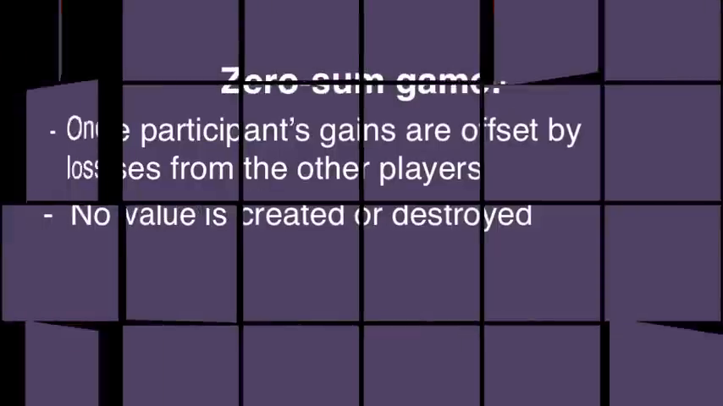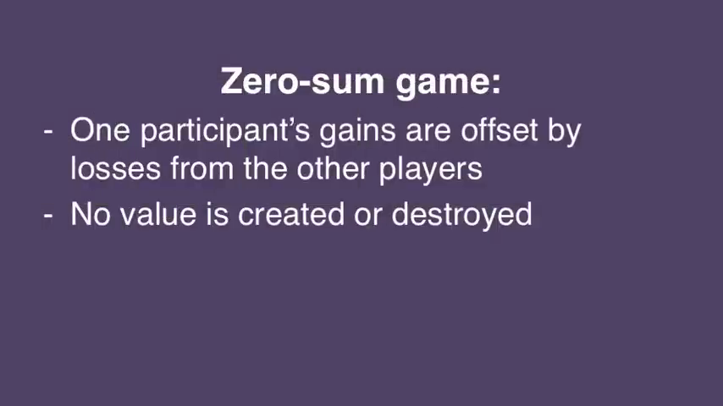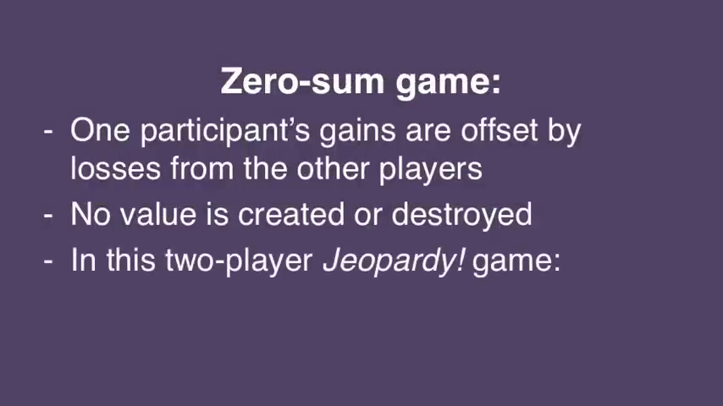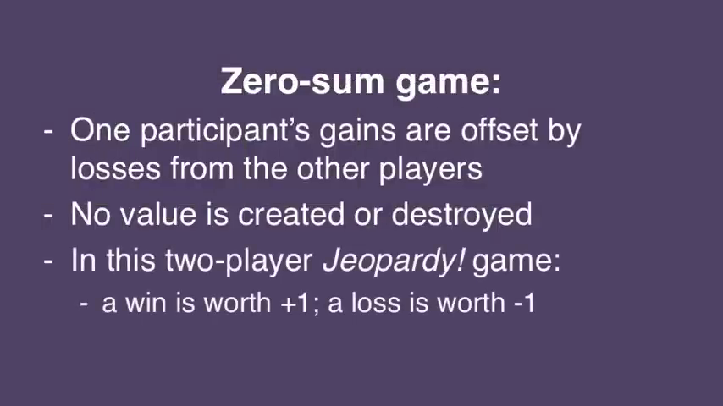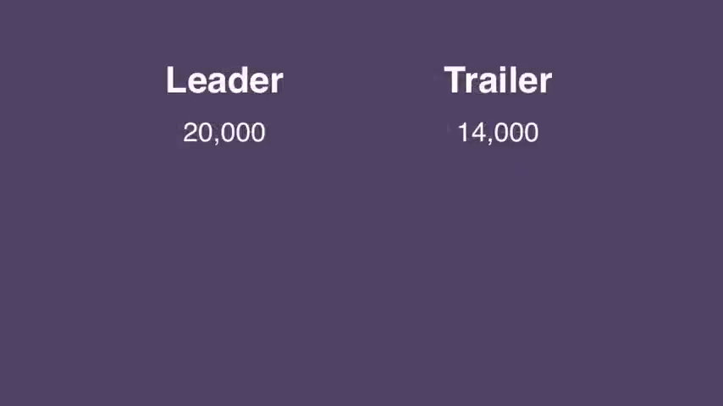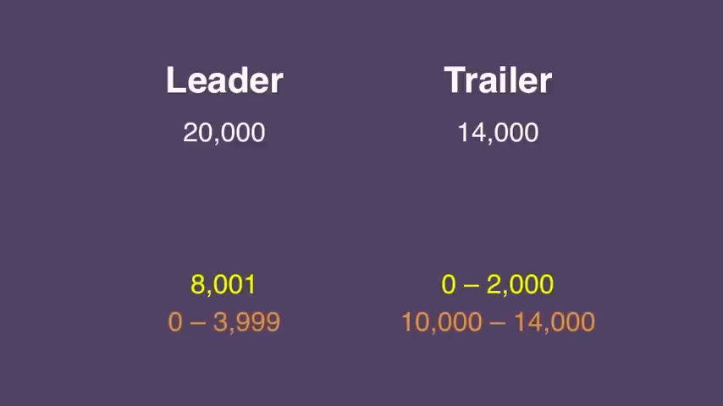Let's return to our definition of zero-sum game. When analyzing a two-player Jeopardy game, we'll assume a win is worth plus one, and a loss is worth negative one. We'll also assume, for the sake of simplicity, that no ties are allowed. Here's the situation we looked at in the Nash Equilibrium Guide. The leader has 20,000, and the trailer has 14,000. Each has two options from which to choose, a large wager and a small wager. The ranges here reflect the fact that a tie is not allowed.